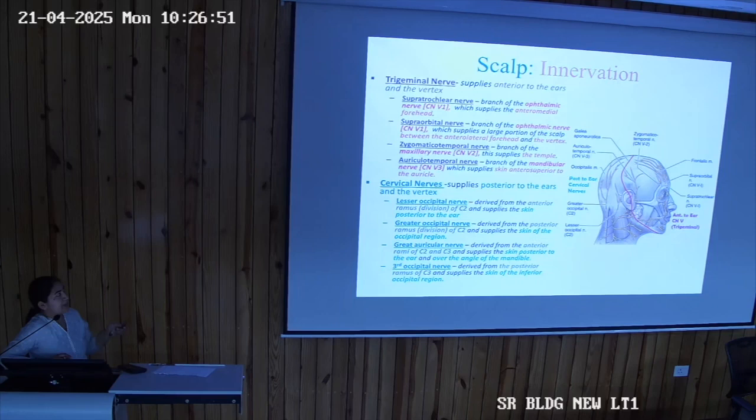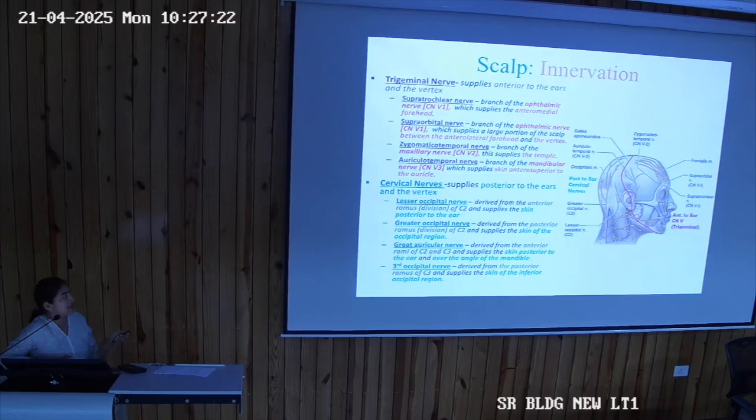So the trigeminal nerve supplies anterior to the ears. The nerves are the supratrochlear nerve and supraorbital nerve, which are branches from V1, the ophthalmic branch of the trigeminal nerve. The supratrochlear supplies the anteromedial region of the forehead and the supraorbital supplies the anterolateral part of the forehead and the vertex. So these two branches supply the region of the forehead along with the vertex.